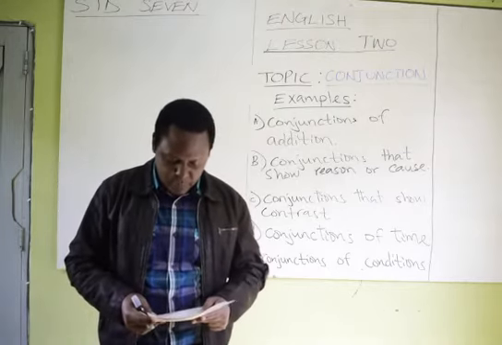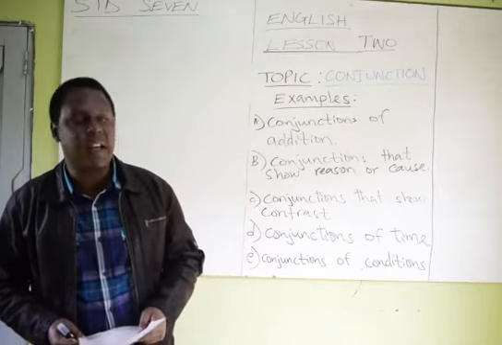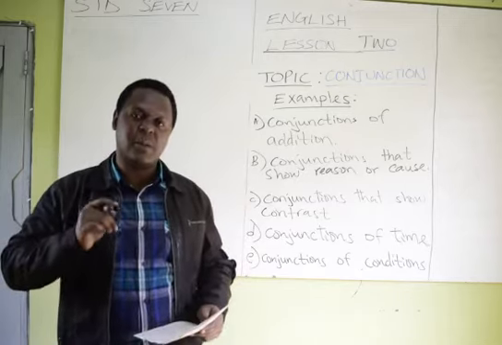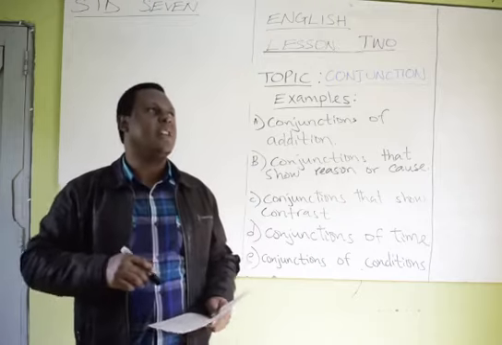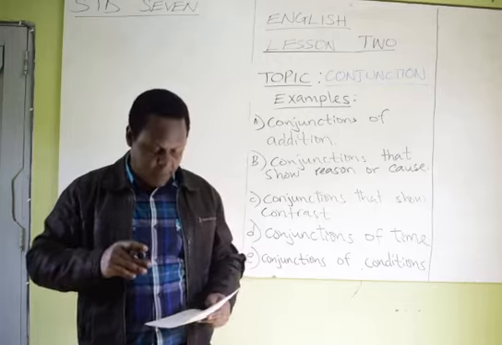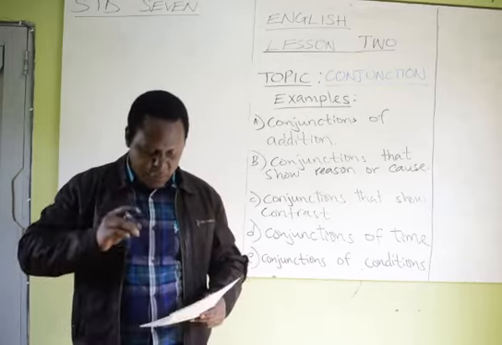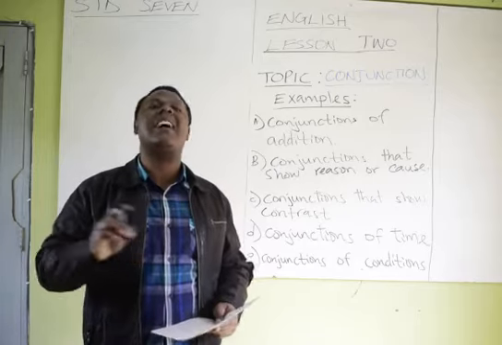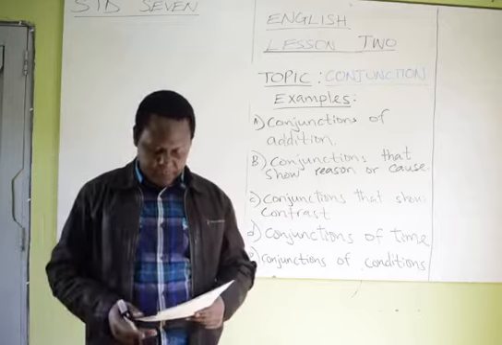Example 2. The passengers waited until the next train arrived. Keyword until. Until shows that the passengers kept on waiting up to that moment, up to that time that the train arrived. That until is a conjunction of time.